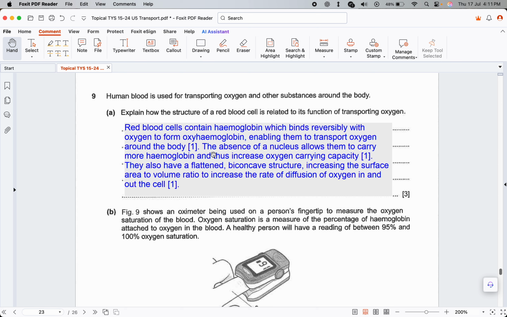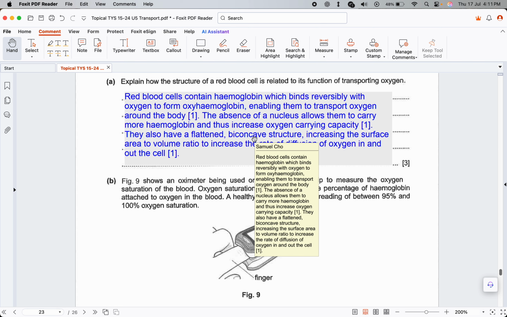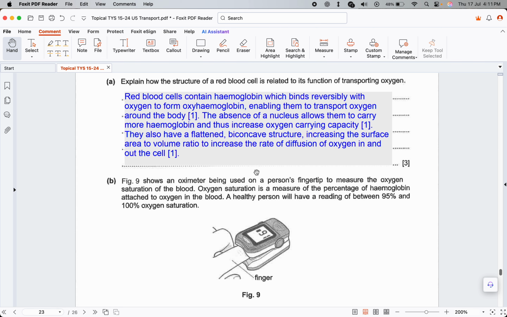Then also write the absence of a nucleus allows them to carry more hemoglobin and thus increases oxygen carrying capacity. Okay, a common mistake is saying that the absence of a nucleus allows it to carry more oxygen. That is not very correct. Again, that's a primary school answer. Another common mistake is to say that the red blood cell is a concave shape or convex shape. Also, I think some of you wrote biconvex shape. I think maybe it's too much physics. Anyway, biconcave shape increases the surface area to volume ratio, keyword, and increases the rate of diffusion of oxygen in or out of the cell.